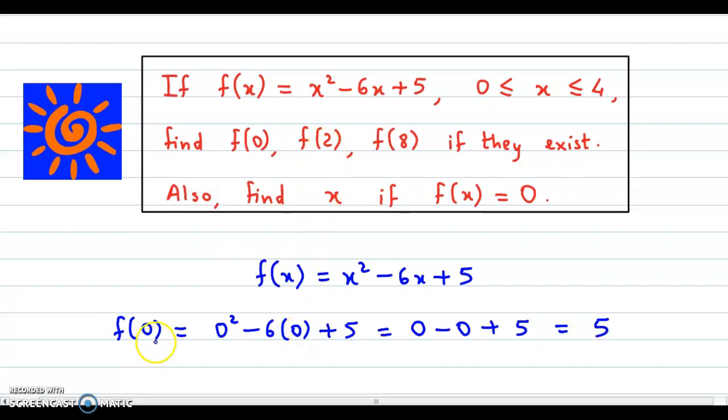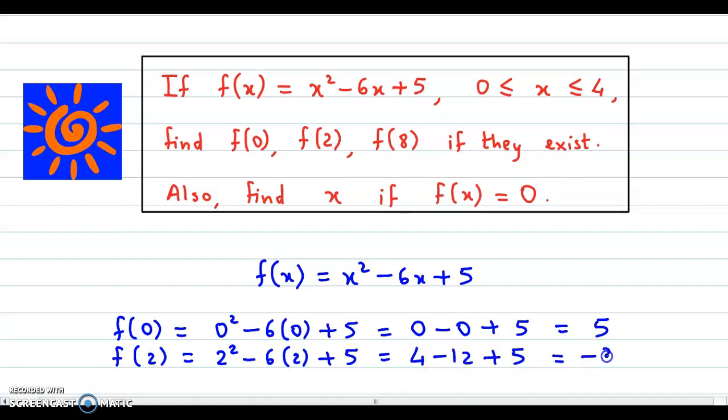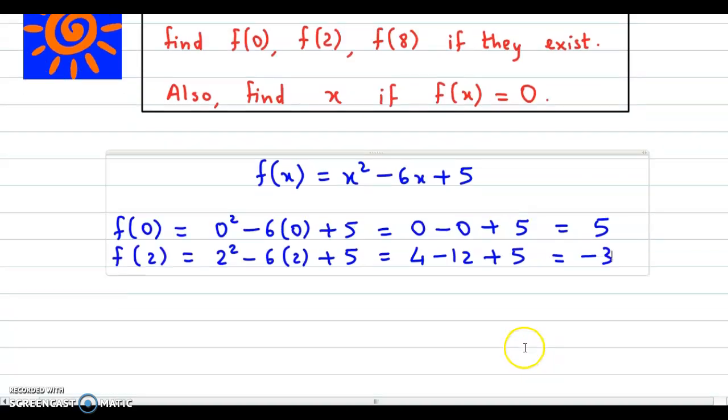Next is f of 2, the function value at x equal to 2. Yes, 2 also lies in this domain. So we substitute x as 2. So we have 2 square minus 6 into 2 plus 5. And we obtain 4, 6 2s is 12, minus 12, plus 5. So that's 9 minus 12, which is equal to minus 3.